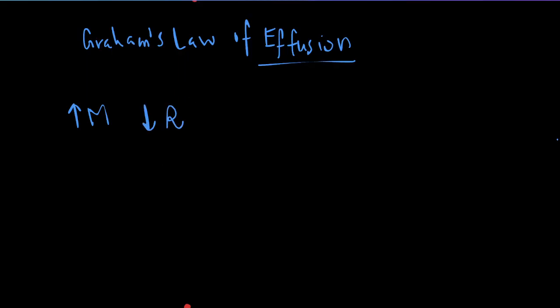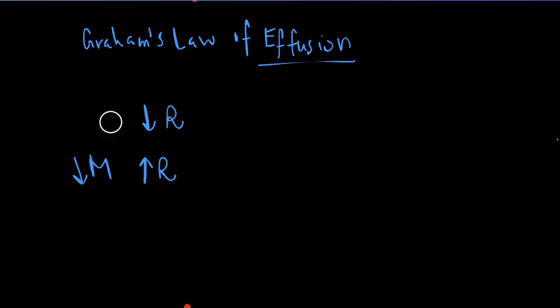This makes sense, right? Heavier particles are going to move at a slower rate. They're going to be moving slower. And as the molar mass of the gases decreases, if we have lighter gases, the rate at which they effuse is going to be higher. This is the basic principle that Graham's law is based on.